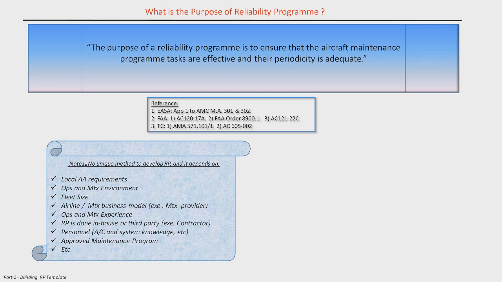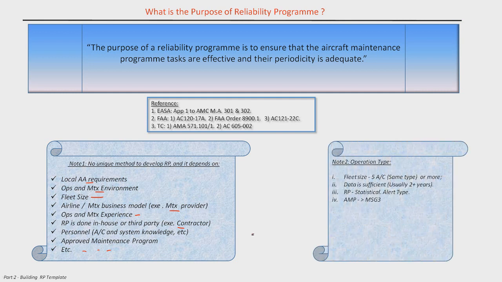First note, general note: there is no unique method to develop a reliability program. It depends on local aviation authorities requirements, operation maintenance environment, fleet size, airline maintenance business model. Let's say we have a maintenance provider, operation maintenance experience. Reliability program is done in-house or by a third party. Let's say we have a contractor, personnel, aircraft and system knowledge, qualified, non-qualified, types of approved maintenance program, etc.